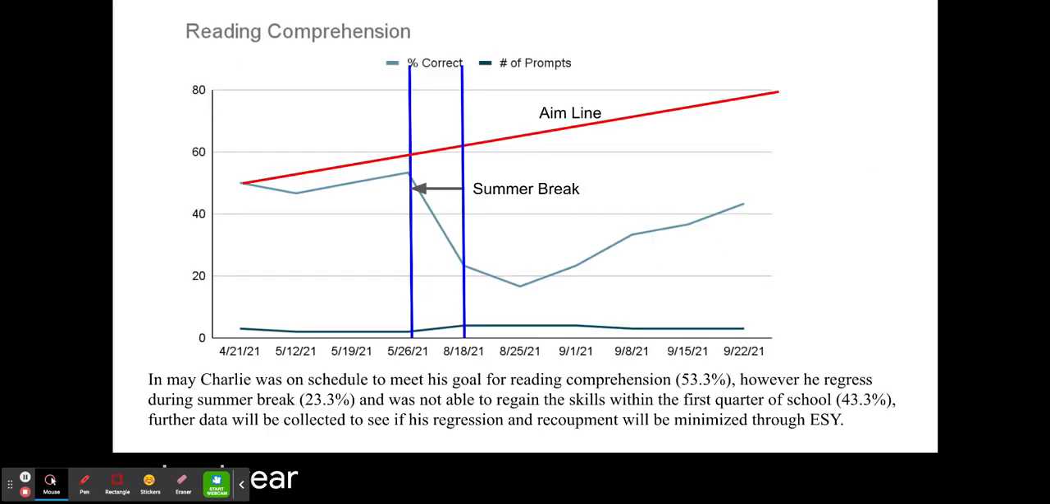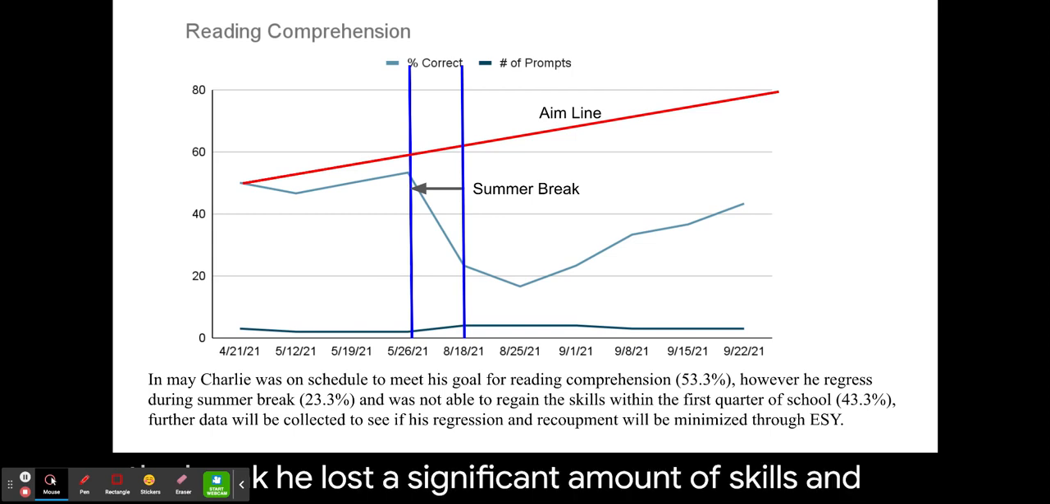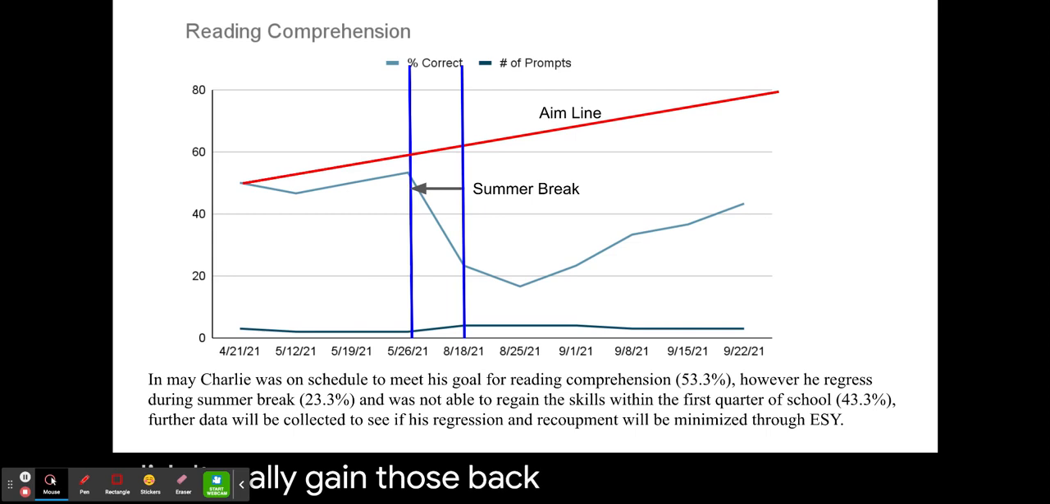So here's an example of a student that loses skills during an extended break. In this case, it's summer break. If you look at this graph, you can see that during the break, he lost a significant amount of skills, and he didn't really gain those back in the first 6 weeks of school. And that threw him off of his aim line.